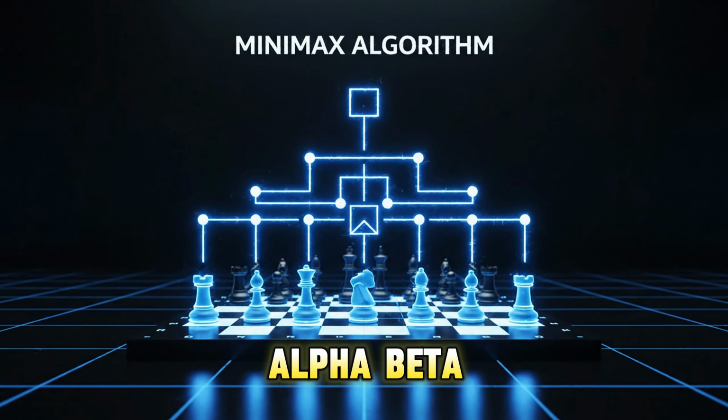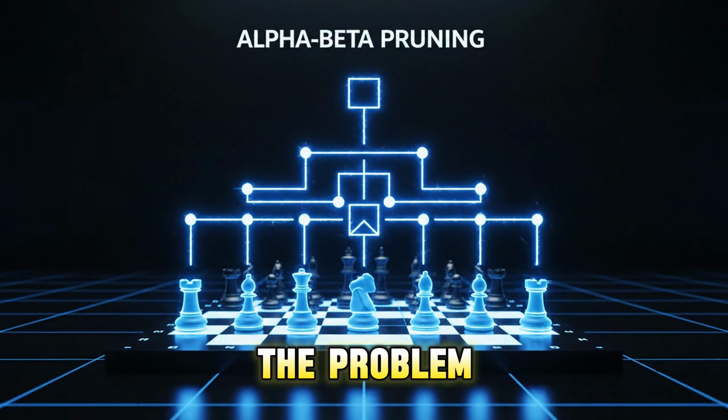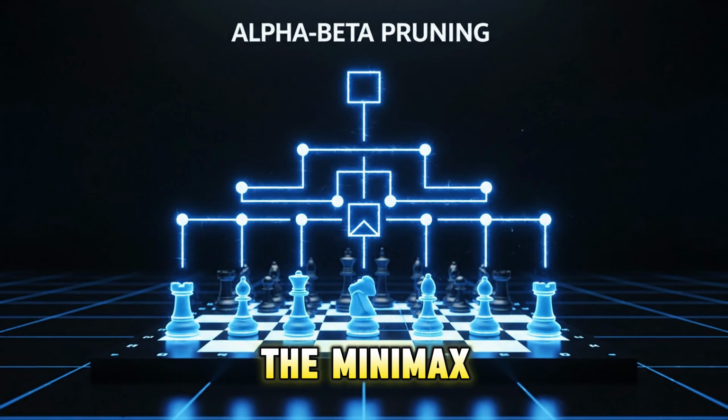To understand alpha-beta pruning, we must first understand the problem it solves. The Minimax algorithm works by assuming both players play optimally, maximizing the AI's score, minimizing the opponent's score. But here's the issue. Minimax explores every possible move. The number of game states grows exponentially. This causes massive computation delays. For example, a chess game can have over 35 trillion possible positions. Even modern computers struggle with that scale. So, while Minimax is correct, it's often too slow to be practical.